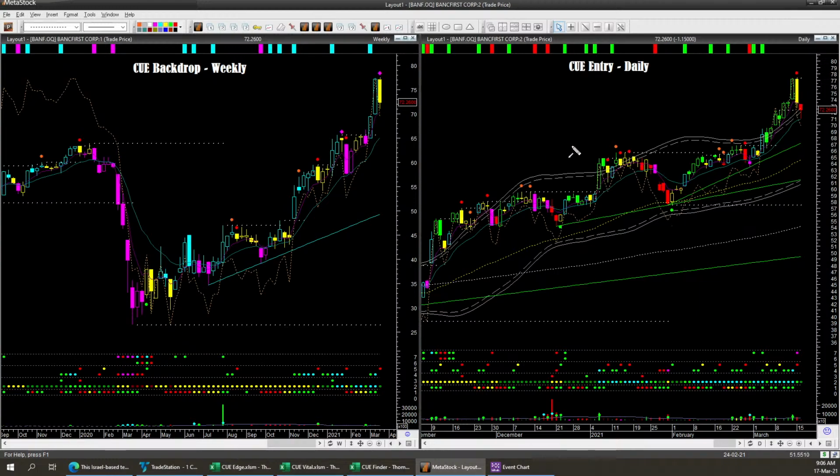BANF, Bank First, displayed a bearish headwind in the weekly. Daily is still in an uptrend. The bearish headwind is telling us it is not a time to buy now.